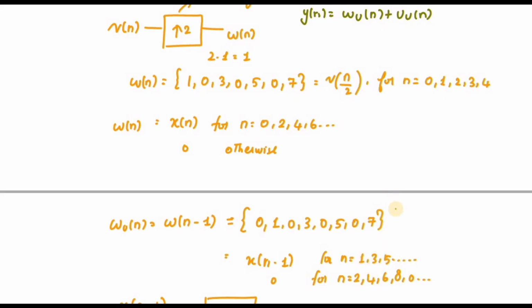So I can write W of n as x of 0 for n equal to 0, for n equal to 1 it is x of 0, for 2 it is 0, for n equal to 3 it becomes x of 2, for 4 it is 0, and for 5 it is x of 4, and it goes on. So this is your W of n.